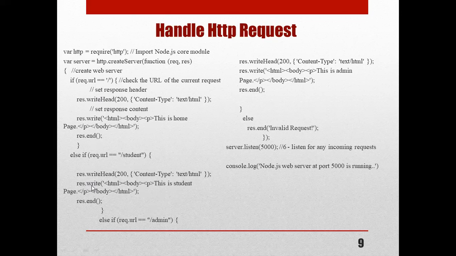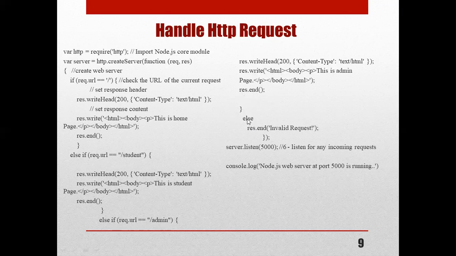We are going to set it here by using res.write. We are going to write the HTML code, that is, we are going to print the message as "this is the student page", and we are going to end that response. Else if we are going to check for another page, that is the request.url equals to admin. Similarly we have to write a response header for that, set the response content for that, and end that response.